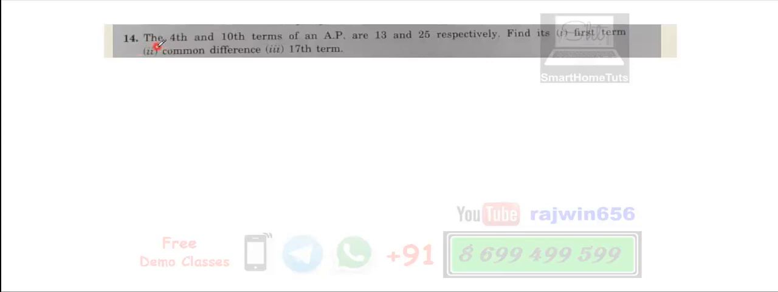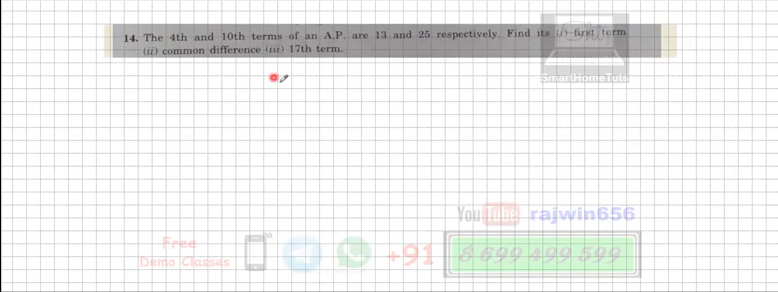Question 14. The fourth and the 10th terms of an AP are 13 and 25 respectively. Find its first term, common difference, and 17th term. Okay, so here we are given this information.